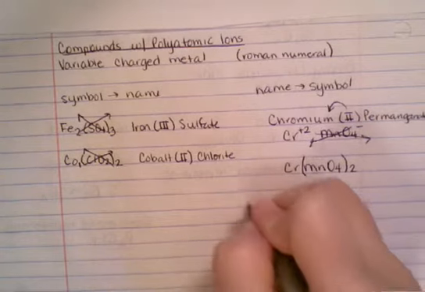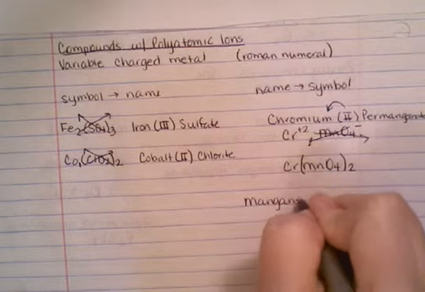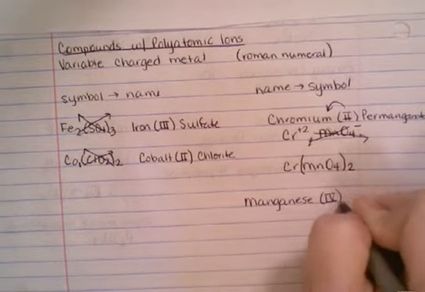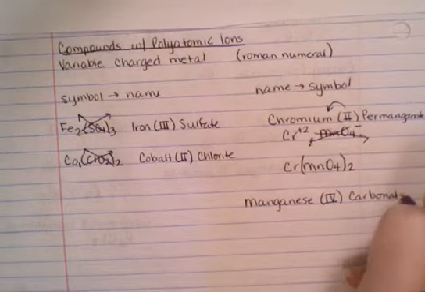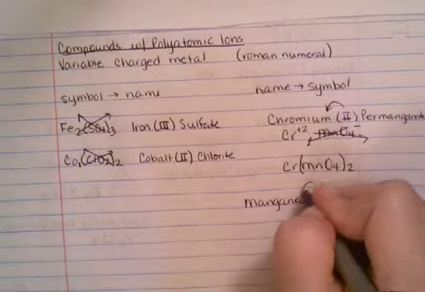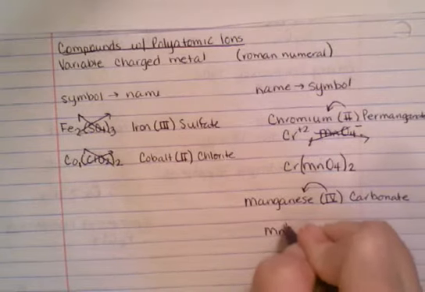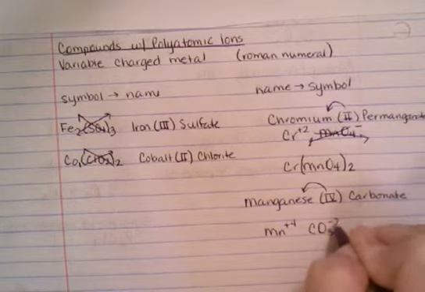What about manganese(IV) carbonate? I'm sure you're laughing by now because you see that Roman numeral 4. That's good, you should be laughing. This 4 goes to the manganese, so we have Mn plus 4. Carbonate is CO3 minus 2.